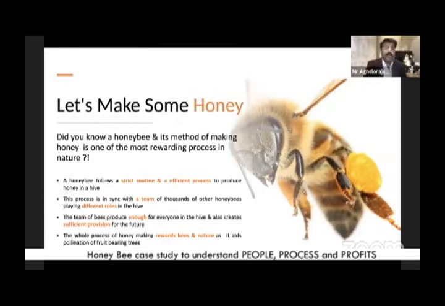Friends, did you know a honeybee and its method of making honey is one of the most rewarding processes in nature? We need to understand that process so that we can build similar processes in the businesses that we do so passionately and with such strong purposes. Friends, a honeybee follows a very strict routine and an efficient process to produce honey in a hive.